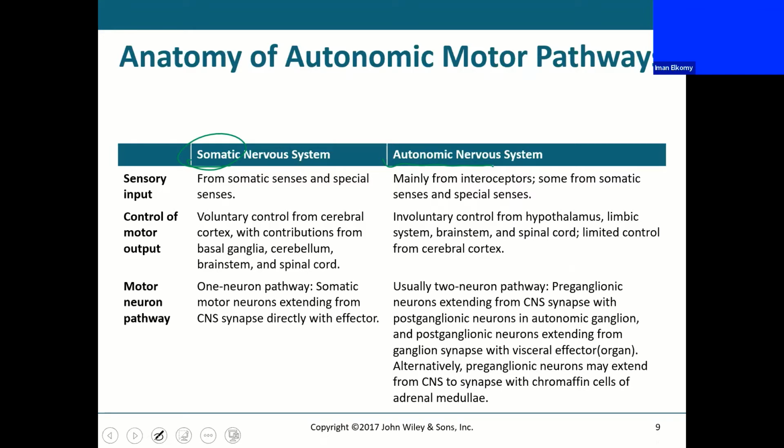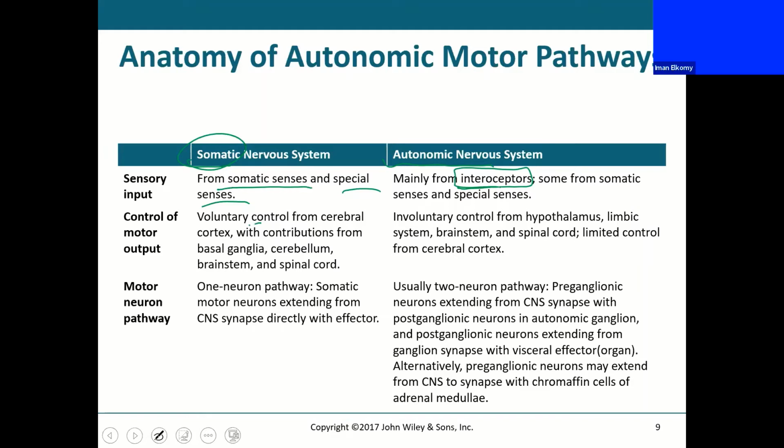So in the somatic nervous system, you get your senses from your somatic senses, things like temperature, touch, and pain, and then your hearing, your vision, and all that is your special senses. For the autonomic nervous system, our sensory receptors are called interoceptors. They are embedded within our organs. They are in our blood vessels, they're all over our body, and they are internal, measuring internal environment, right? Okay, and they'll also get some feedback from your special senses.